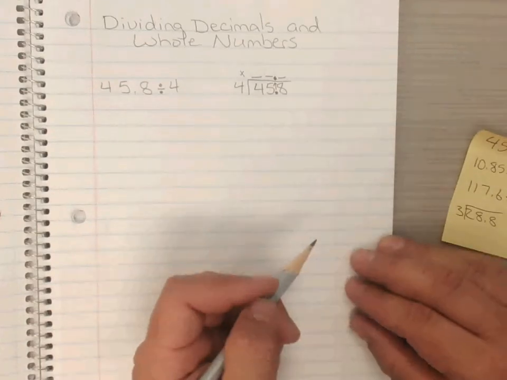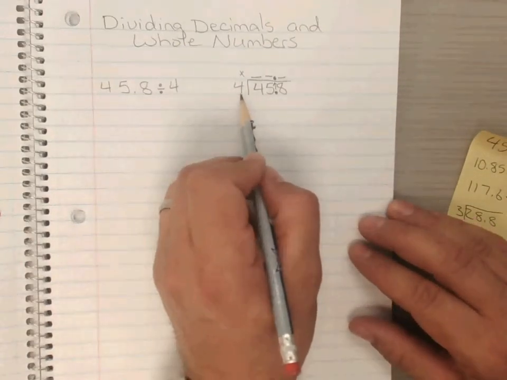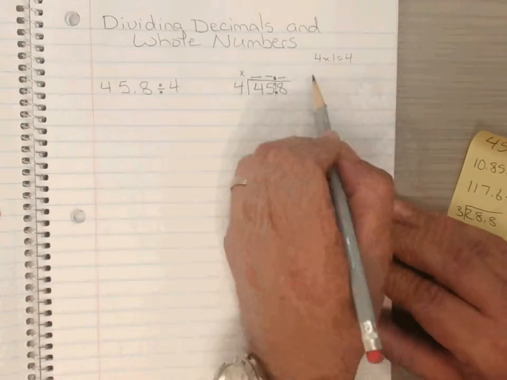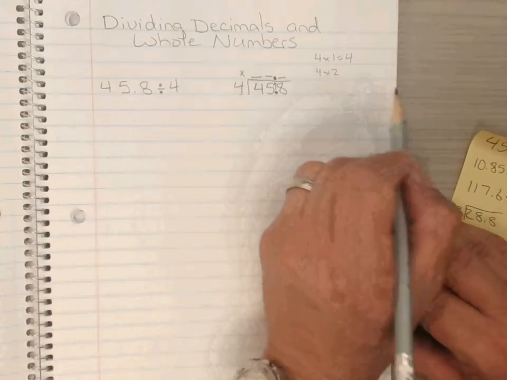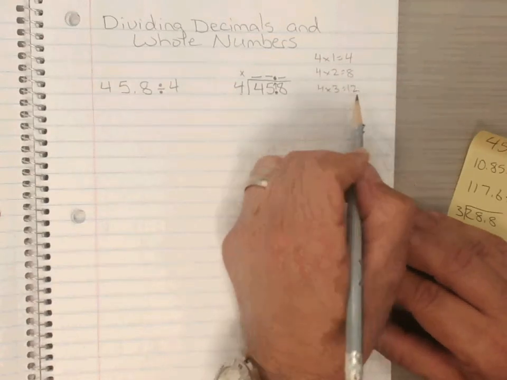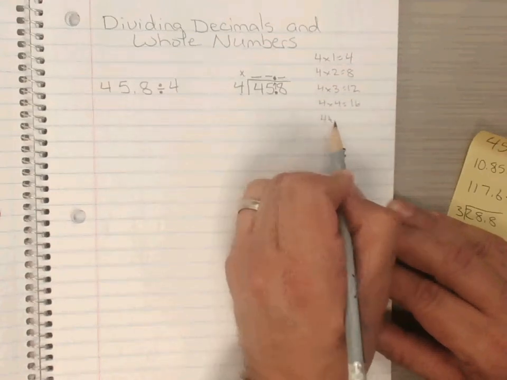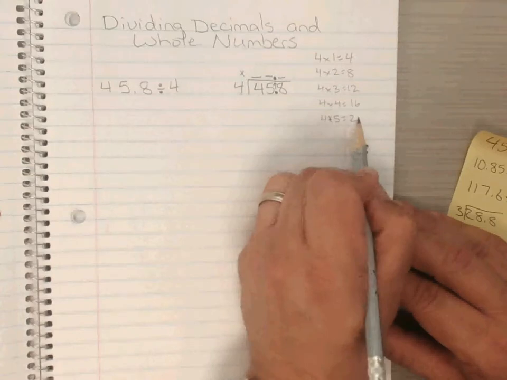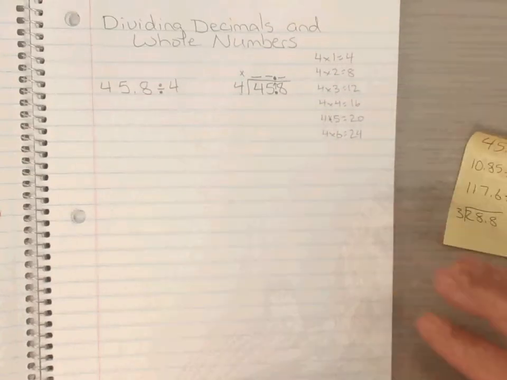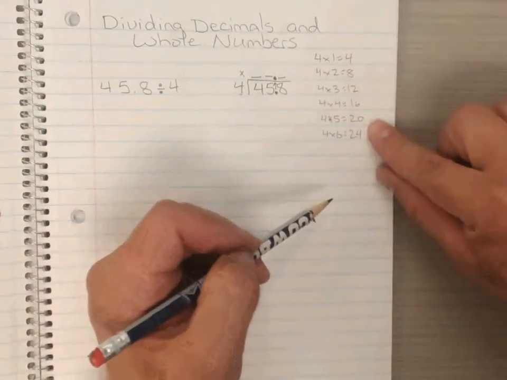So let's divide. Our first step, as you remember, is let's make our list. Okay? So we know that 4 times 1 equals 4. 4 times 2 equals 8. 4 times 3 equals 12. 4 times 4 equals 16. 4 times 5 equals 20. 4 times 6 equals 24. Now I'm going to stop right there, and if I need to, I can finish my list, but right now I think I've got a good start.